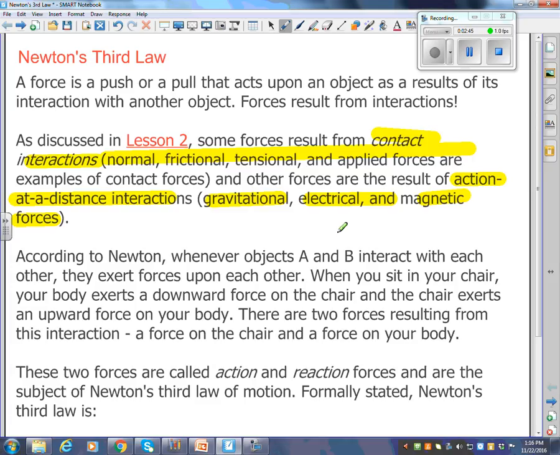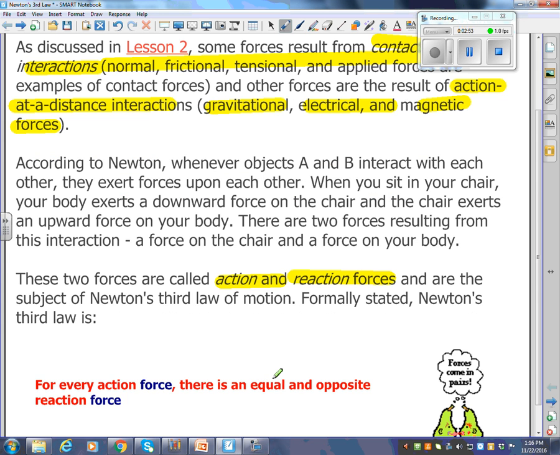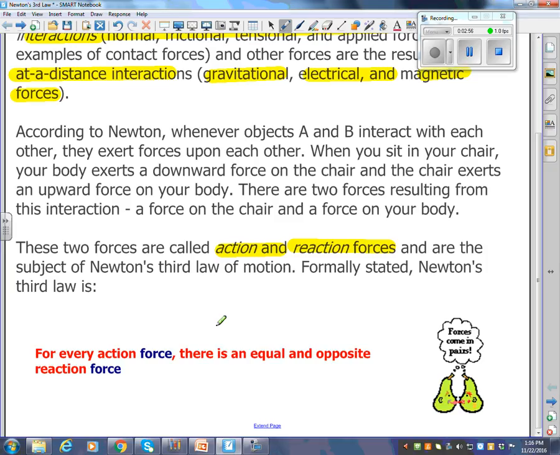Okay? These two forces are called action and reaction forces, and are the subject of Newton's third law of motion. Formally stated, Newton's third law is, for every action force, there is an equal and opposite reaction force. You probably have been told this law if you know it. But the question is, do you believe it and do you understand what it means? That's my job today, to get you to go beyond just giving me the words back and regurgitating it, and truly understanding what it means. My guess is that some of you don't even realize that you don't believe it. Because I've been through this little rant before.